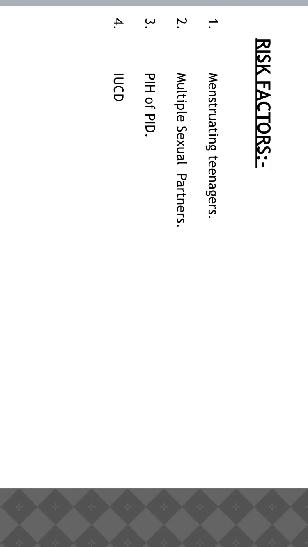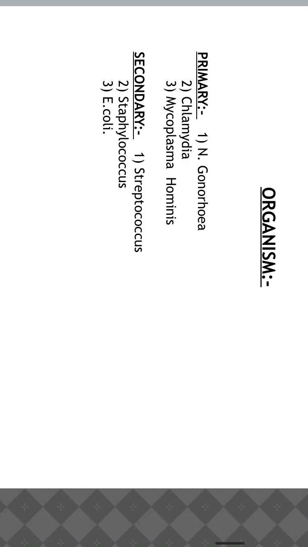Now the risk factors. What are the risk factors of PID? PID is mostly seen in menstruating teenagers, those with multiple sexual partners, and IUCD users. So in whom does PID occur? It is mainly seen in menstruating teenagers who cannot maintain hygiene of the private parts, those having multiple sexual partners, and those having long-term usage of IUCD.